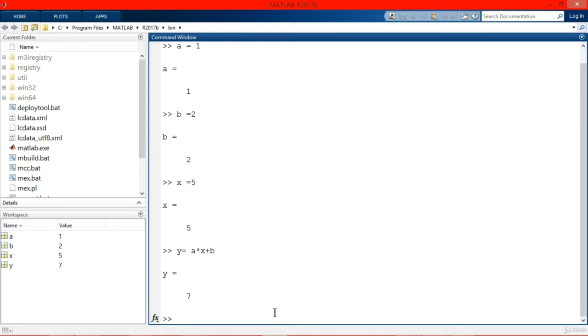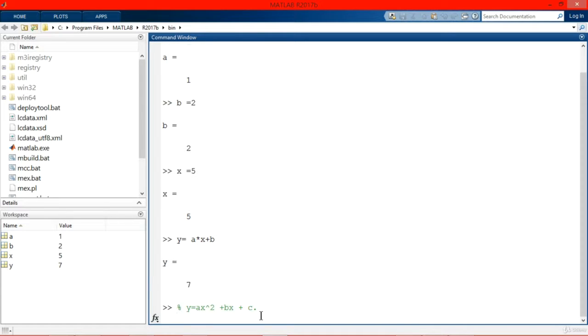Now coming to our second equation, which is quadratic equation. Quadratic equations contain a single variable of degree 2. Its general form is ax square plus bx plus c, where x is a variable, a, b, c are constant. This is our equation in comment. y equals ax square plus bx plus c.